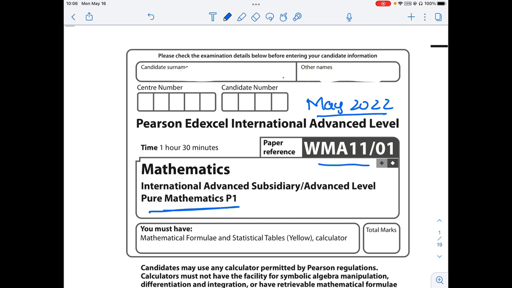So welcome, this is Edexcel International A-Level P1 Paper 1 of May 2022.